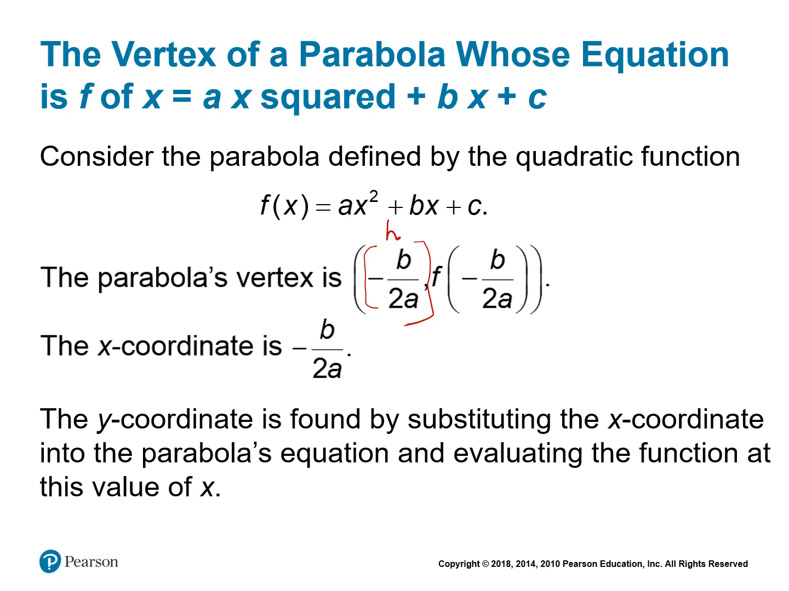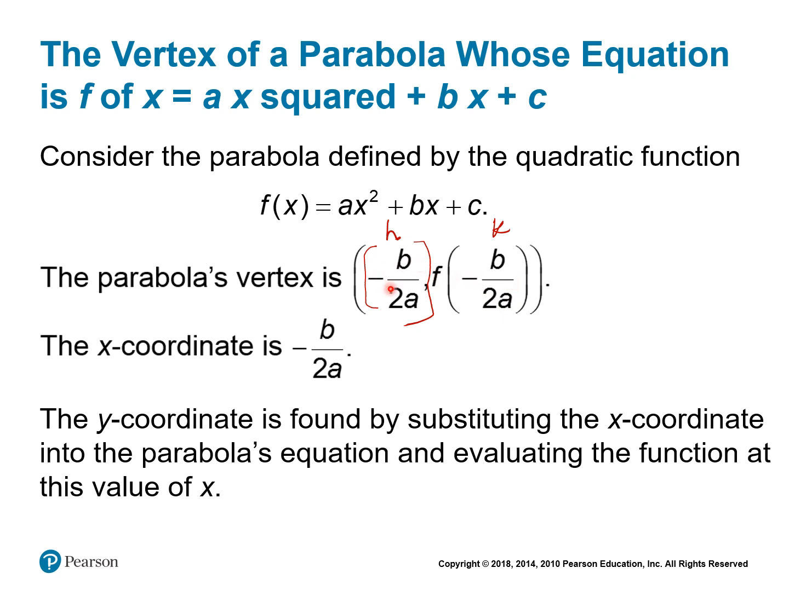To find k, what we need to do is find f of minus b over 2a. In other words, whatever we found for the value of h, we have to plug that value into the function equation, evaluate, and that would be the value of k. So it's f of minus b over 2a.